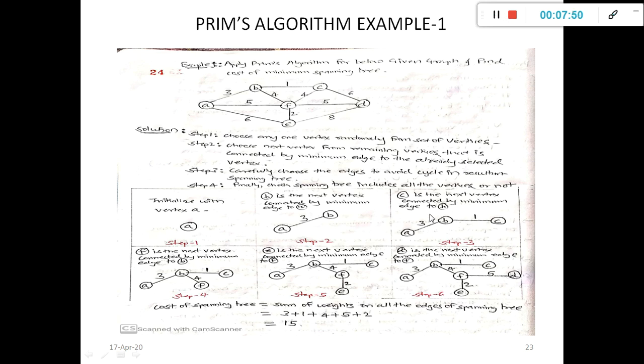Next, check which of the remaining vertices are directly connected to either A or B. Here in this example, C is directly connected to B, F is directly connected to A, and again E is directly connected to A, with distances of 1, 4, 5 and 6. Among 1, 4, 5 and 6, 1 is the minimum distance.